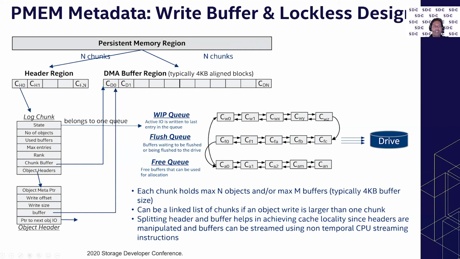Now, the DMA buffer is sliced into one more granularity, which is called chunks. The chunks are independent entities when it comes to doing IO operations. At any given time, a chunk is in one of three different types of queues. You have a queue where you are writing active IO to the chunk, or the chunks that are in the flush queue, where you are flushing the IO to the drive, or the chunks that are available for allocation in the free queue list.